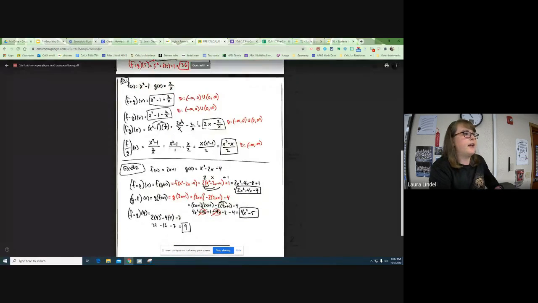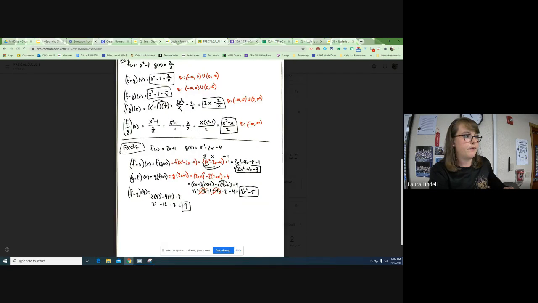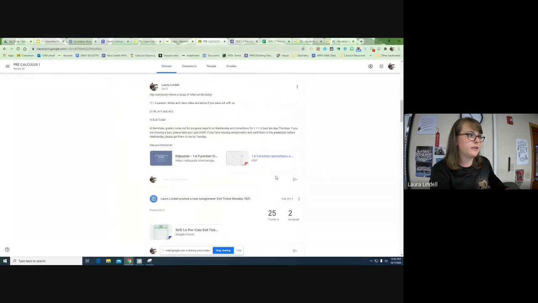And then also finding our new domain. Sometimes we have to restrict the domain once we combine functions like this. Like if there's an x in the bottom, you have to make sure that you exclude 0 because you can't divide by 0, stuff like that. Okay, so that was 1.6.